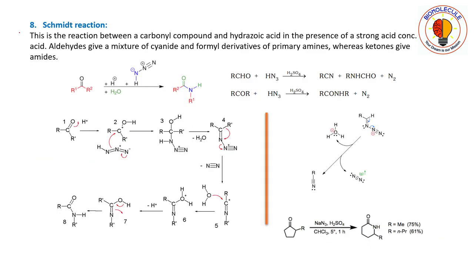So now moving on to the Schmidt reaction. This is the reaction between a carbonyl compound and hydrazoic acid. So over here it is hydrazoic acid, that is HN3, in the presence of strong concentrated acid. So an aldehyde gives a mixture of cyanide and formyl derivatives of primary amines, whereas a ketone gives amides.